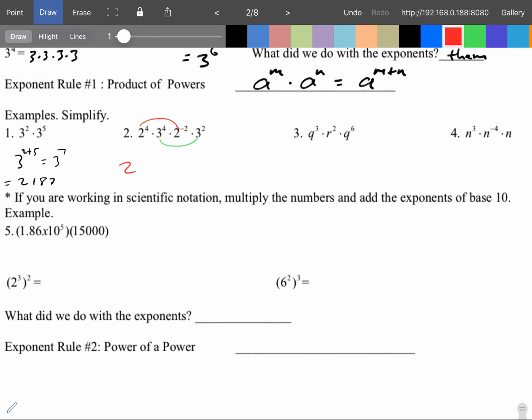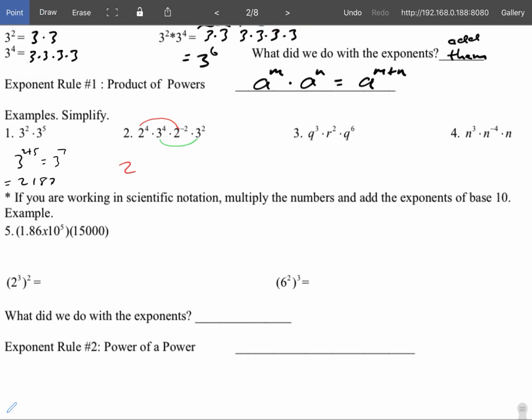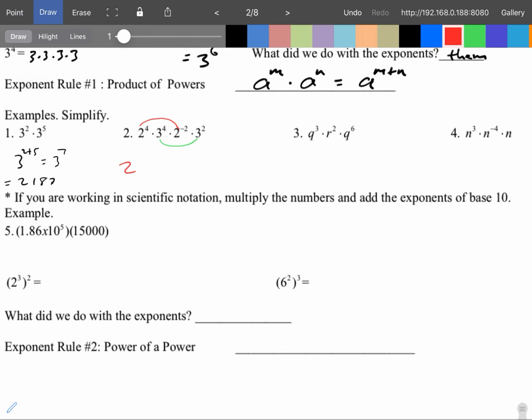So with the base 2, we're going to add the powers. So this power is a 4, and this power is a negative 2. So if we add 4 plus negative 2, that gives us a 2.